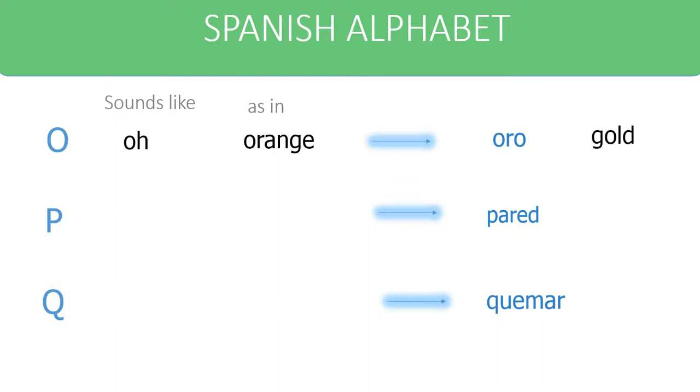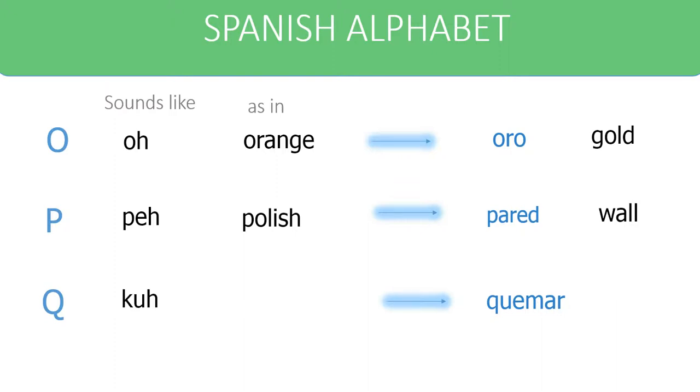Letter P in Spanish sounds like P. Very similar to the one in Polish. An example will be the word pared. Pared, which means wall. So the sound is P as in Polish, and an example will be pared.